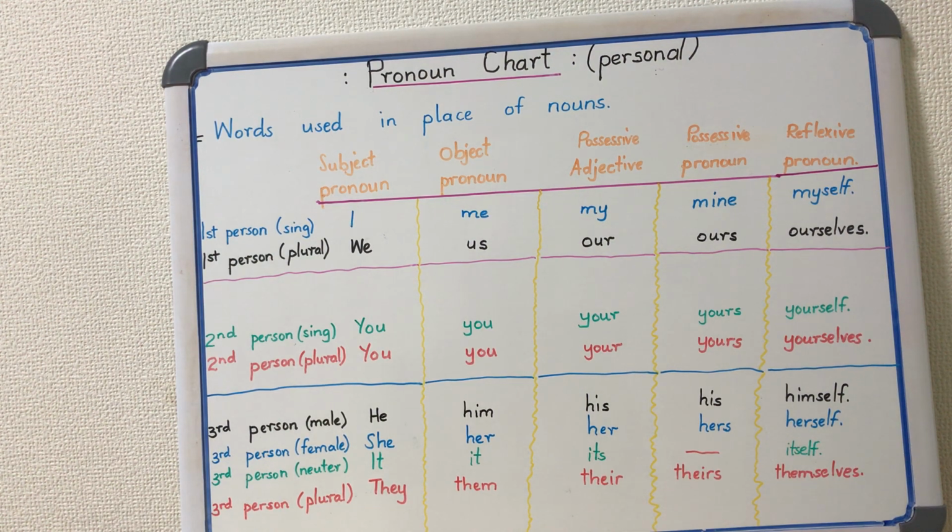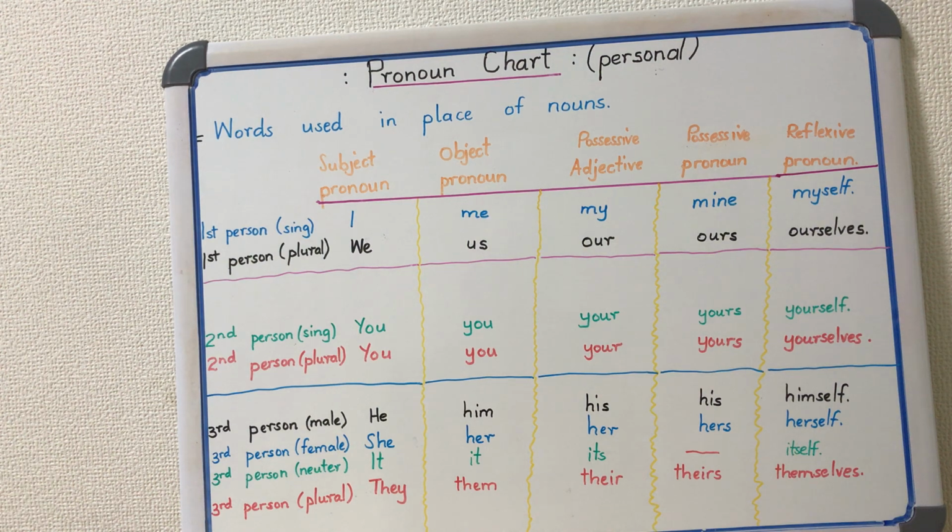That means it doesn't belong to me. I share it with so many other people. Ours, then ourselves. Right. The second person singular, it's you. And the object pronoun, again, it's you. Possessive adjective, your. Possessive pronoun, yours. The book is yours. Then yourself. You have got to do it yourself.